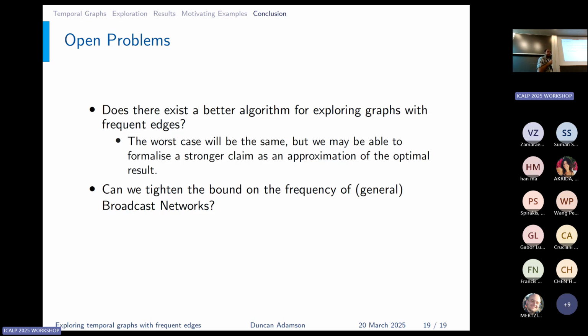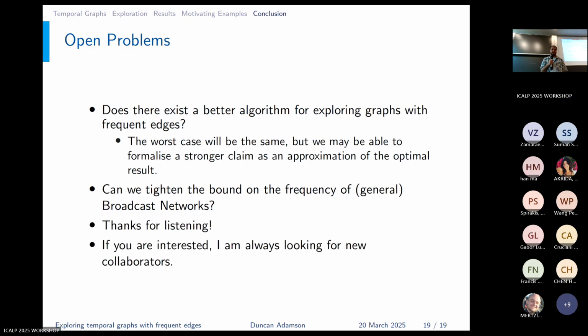The second one, which I'm interested in, is about the frequency of general broadcast networks. I conjecture that there probably is a slightly better bound on the frequency in general than the diameter times the number of vertices, but we still don't have a full proof of that.